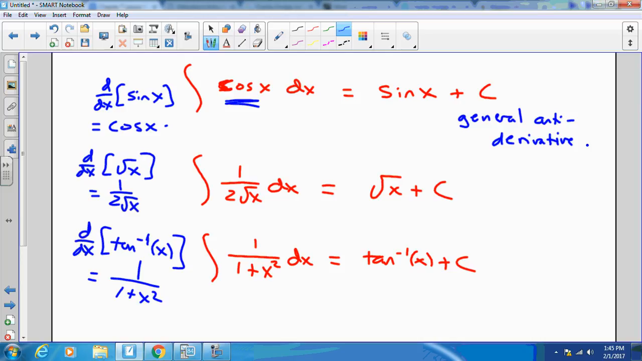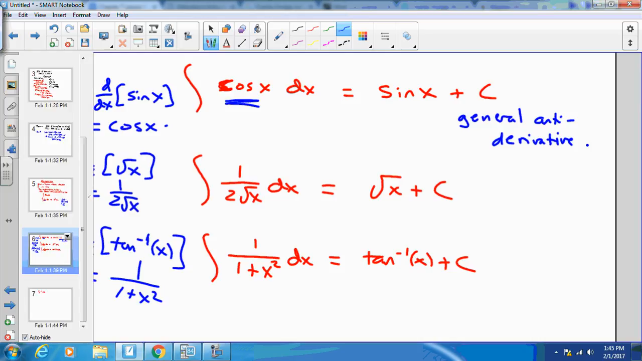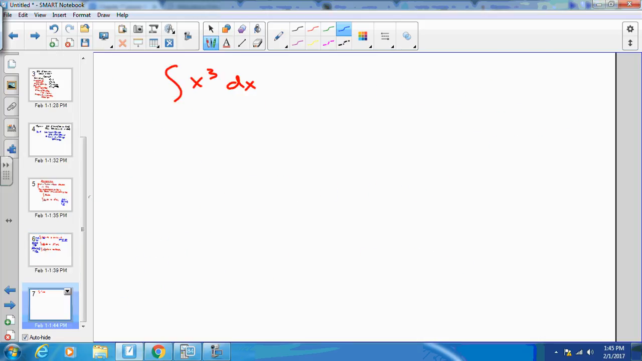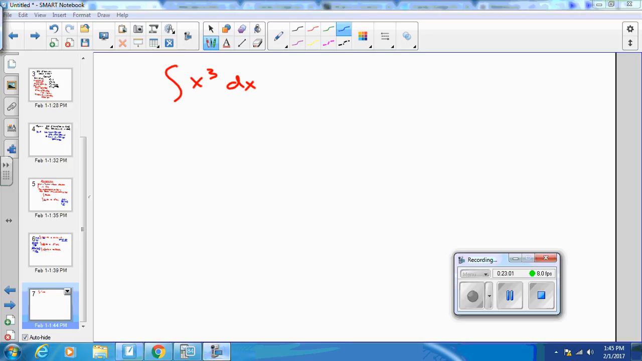And because of that, I am much more likely to catch my mistakes if I check by taking the derivative. I'd like for you to do the same kind of thing. Take a stab at what you think that might be, and check it by taking a derivative, and then see if you can fix it. If you're following along at home, go ahead and try to find the antiderivative of x cubed, and we'll be back in a moment.